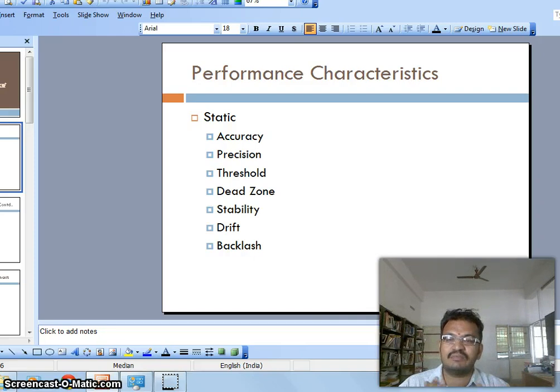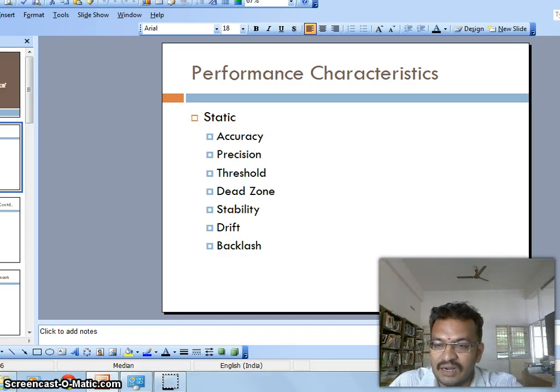Similarly, we can compare another two terms, stability and drift. Stability is the ability of the instrument to make a constant output even though there are some variations in the input. Drift is the undesirable change in the output even though the input variable is kept constant. Another one is backlash, which is the lost motion or free play in the mechanical elements. These are the important static characteristics in the performance analysis.